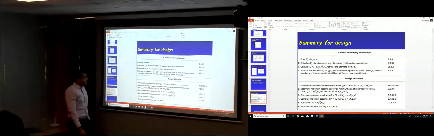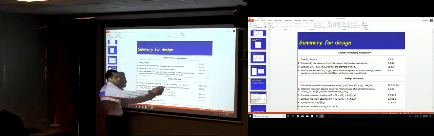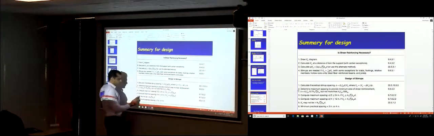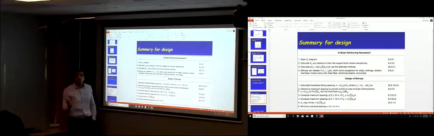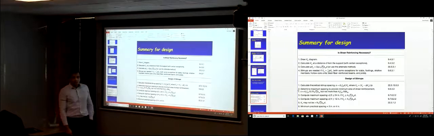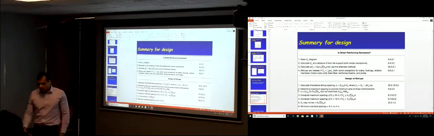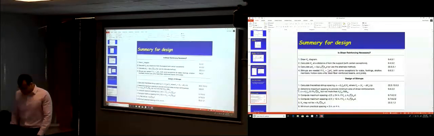And once you calculate Vs over here, you have to make sure that it's not larger than 8 multiplied by square root f'c b web d. If it's larger, then you have to change the dimensions of the beam. Any question here? Okay, great.